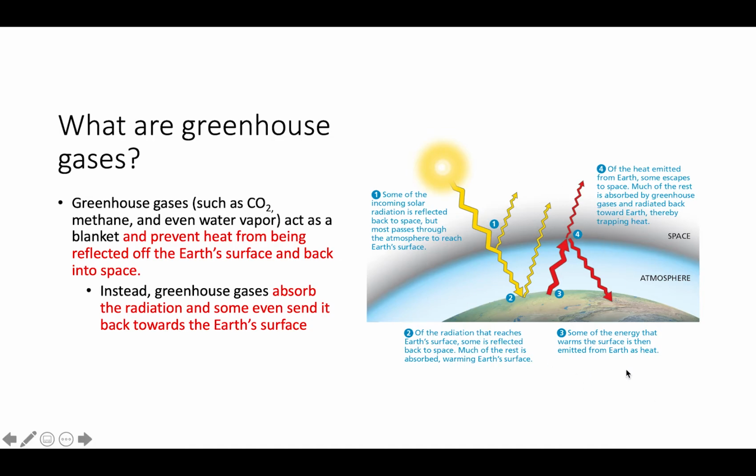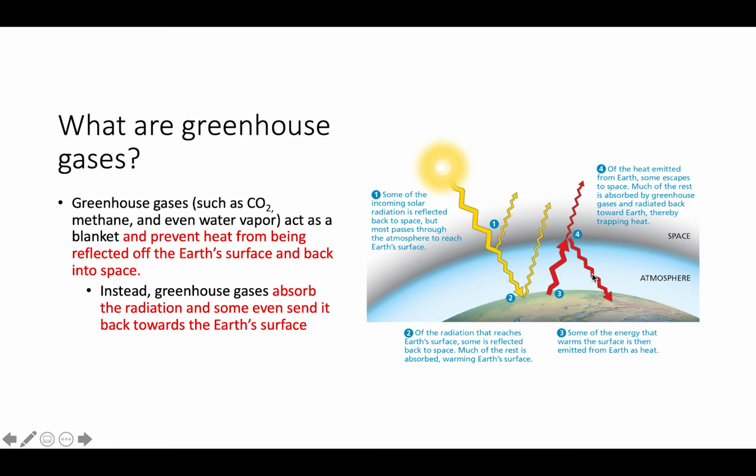This diagram is a really good diagram to use to explain how greenhouse gases work. We'll start with solar radiation coming into the Earth's atmosphere, and some of it gets reflected back into space, but a lot of it makes it to the surface of the Earth, where it is absorbed and used to heat the surface of the Earth.